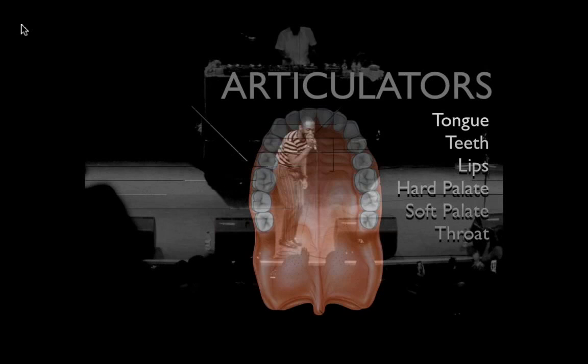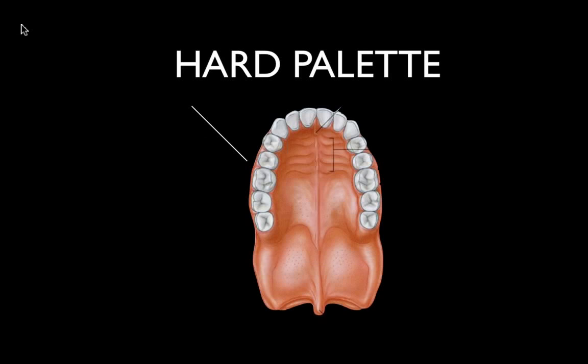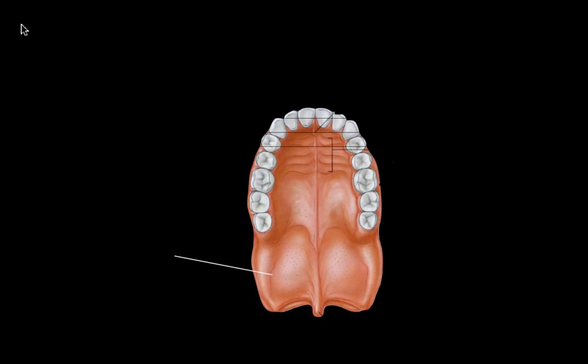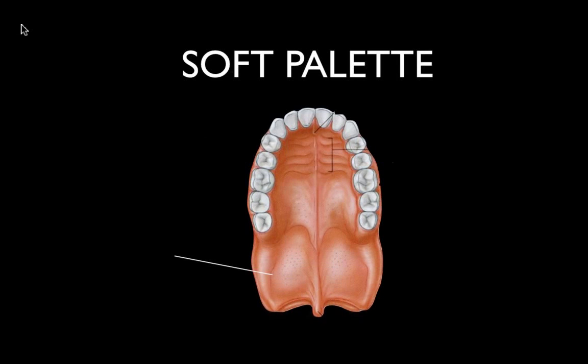Just in case you weren't sure, this is your hard palate. And you've got your soft palate right back here. It's the part of your mouth that goes up when you yawn.